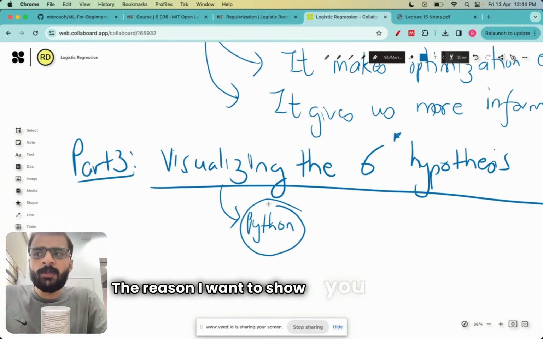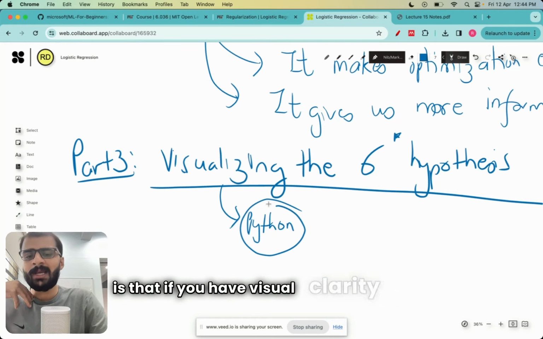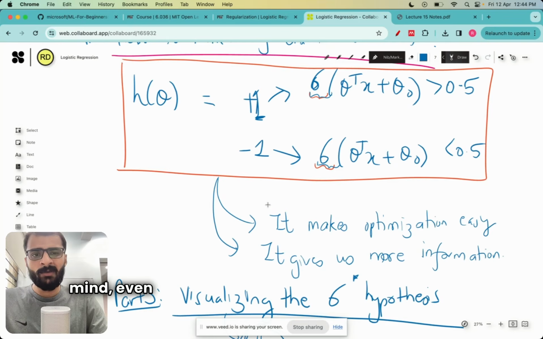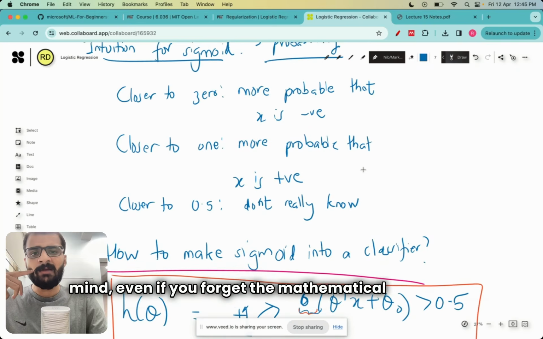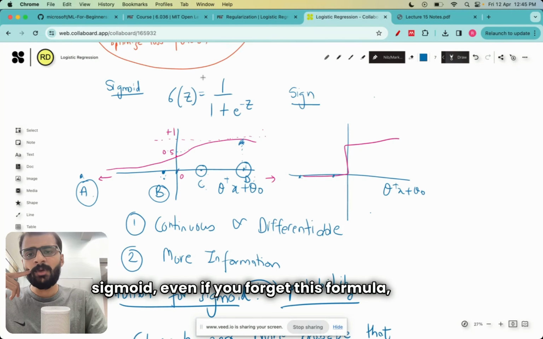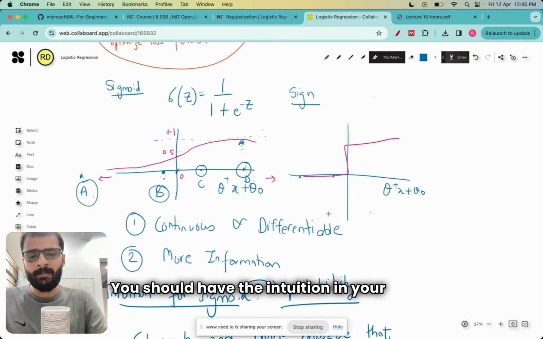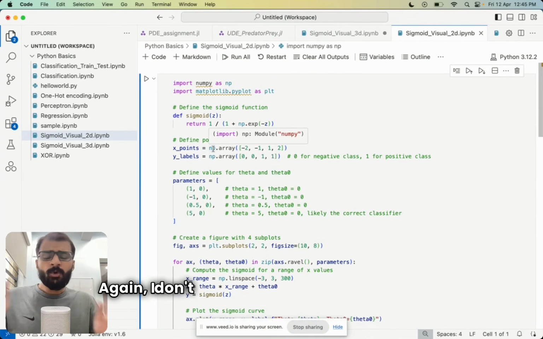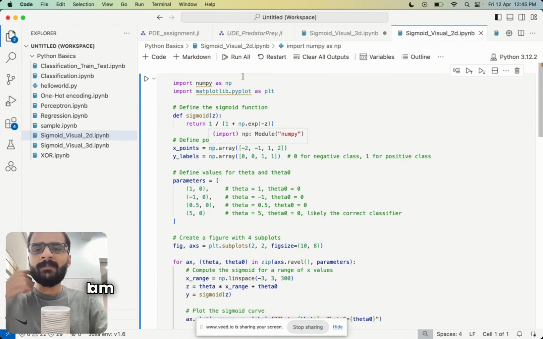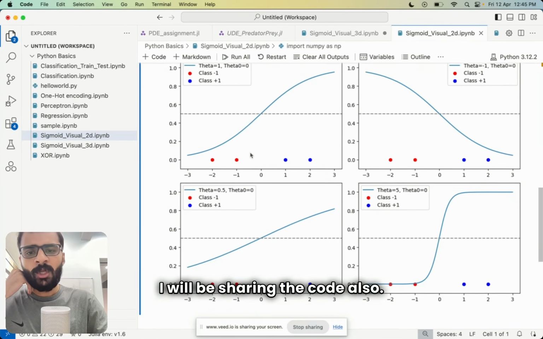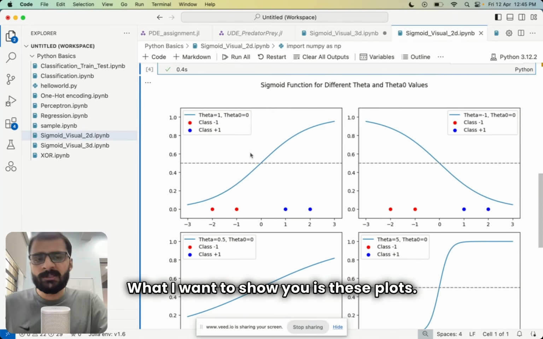The reason I want to show you this visually is that if you have visual clarity, later it will always remain in your mind, even if you forget the mathematical formula for sigmoid. Even if you forget this formula, it's fine. You should have the intuition in your mind. So I'm going to VS Code again. I don't want to go through the code, but I'm using NumPy and Matplotlib for the plotting. I'll be sharing the code also. What I want to show you is these plots.